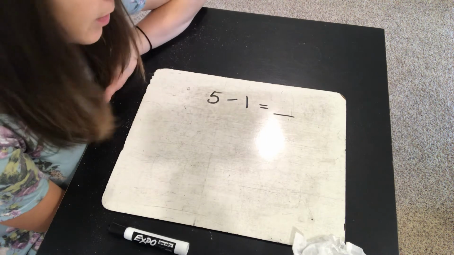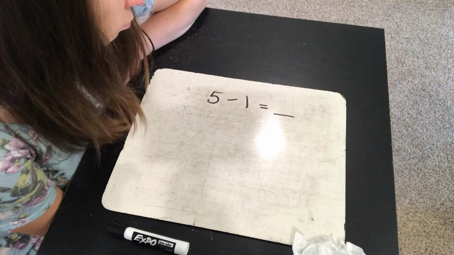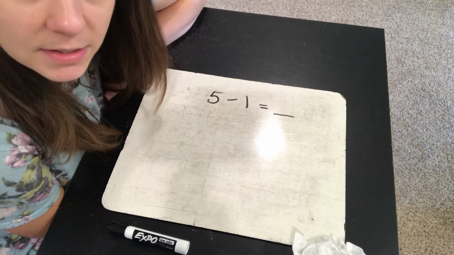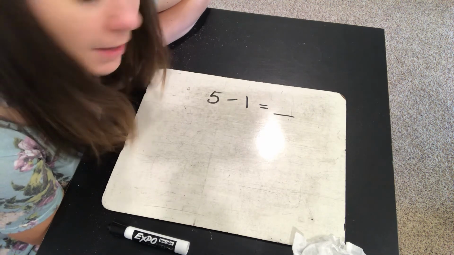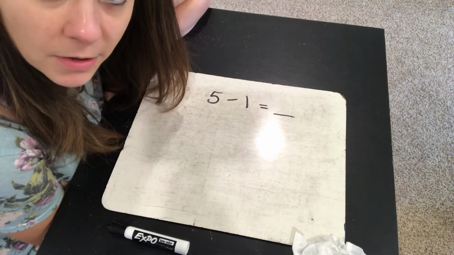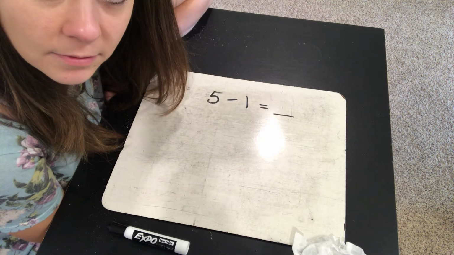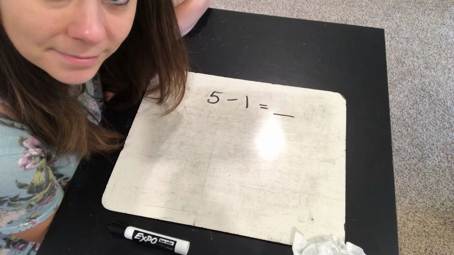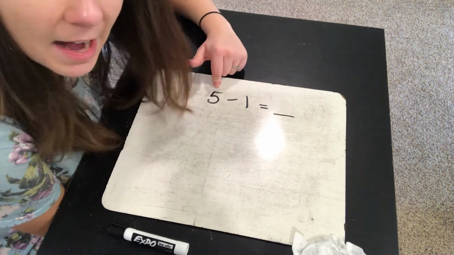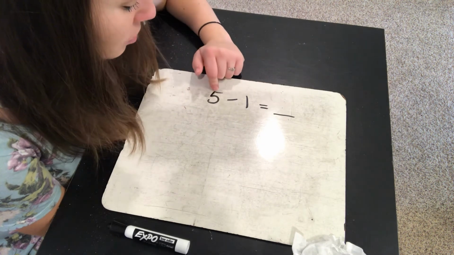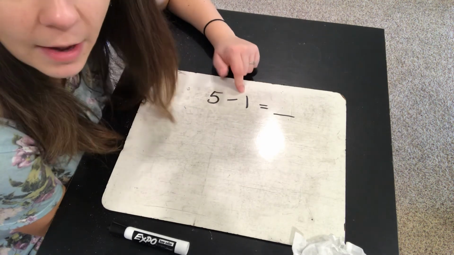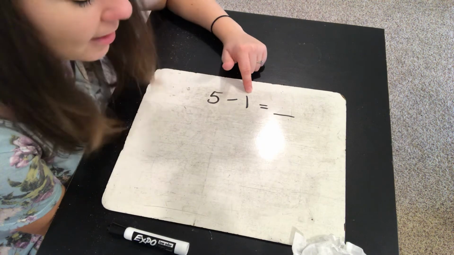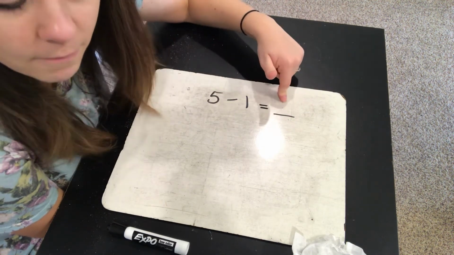What about this? There were 5 birds flying in the sky. 1 landed in a tree. How many birds are left in the sky? Would that work? Because if there were 5 in the sky and then 1 landed in a tree, we'd be taking that 1 away. 5 minus 1, how many are left in the sky? 4.